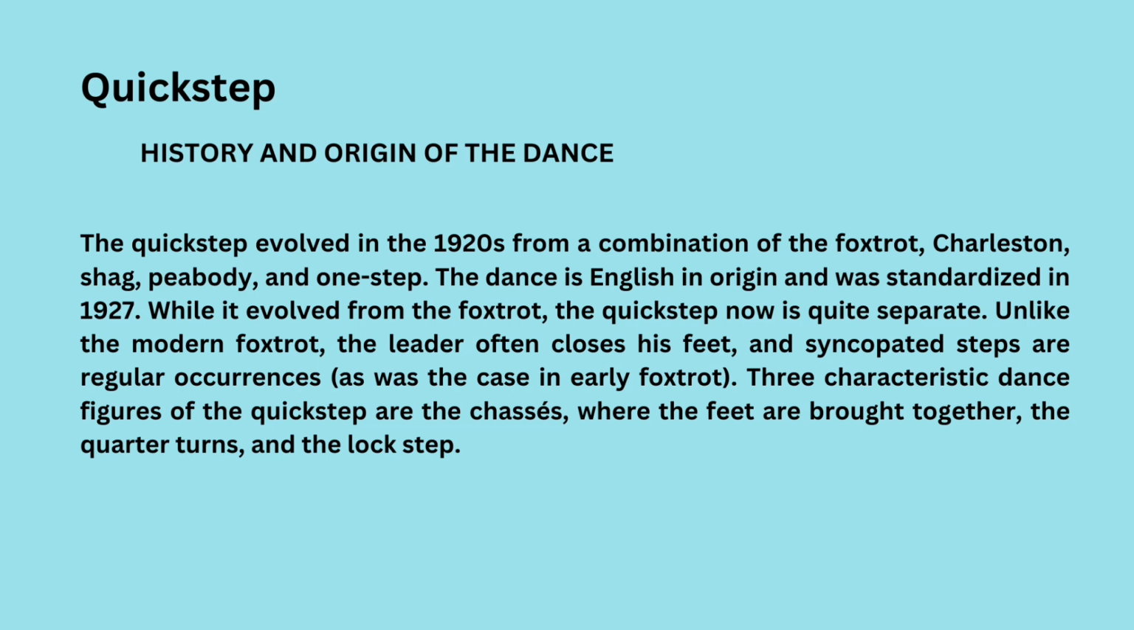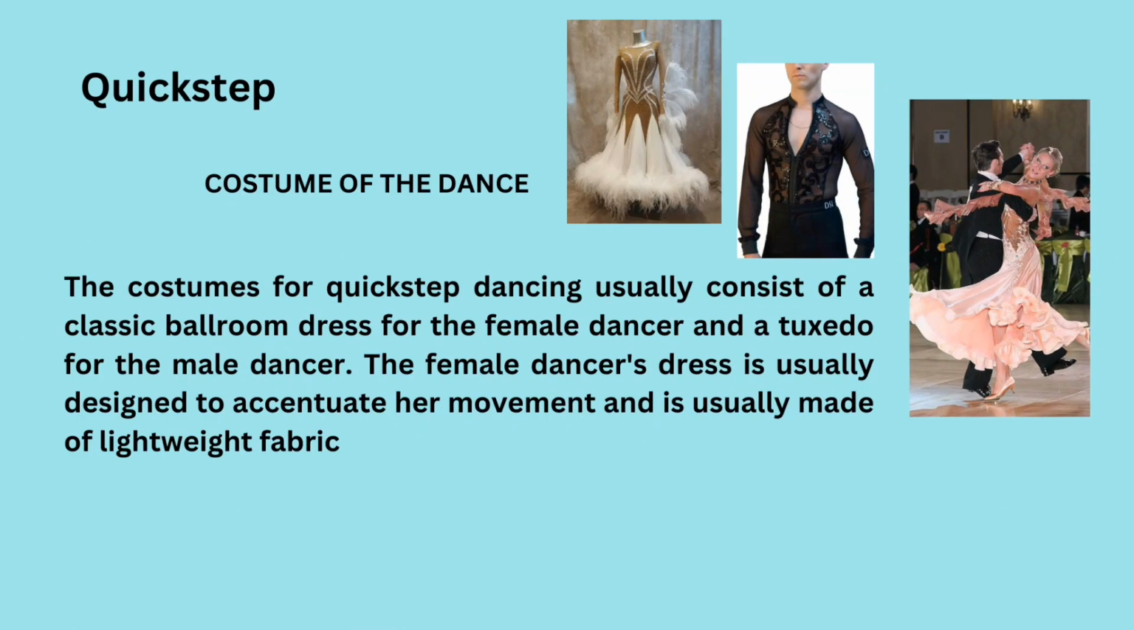The leader often closes his feet, and syncopated steps are regular occurrences, as was the case in the early foxtrot. Three characteristic dance figures of the quickstep are the chassés, where the feet are brought together, the quarter turns, and the lockstep. The costume for quickstep dancing usually consists of a classic ballroom dress for the female dancers and a tuxedo for the male dancer.